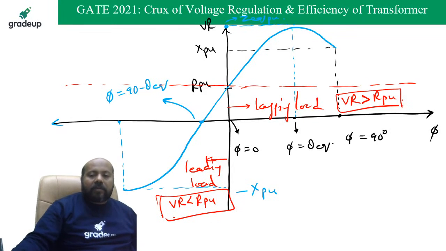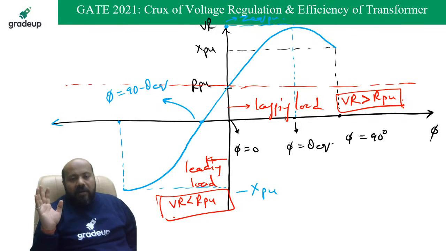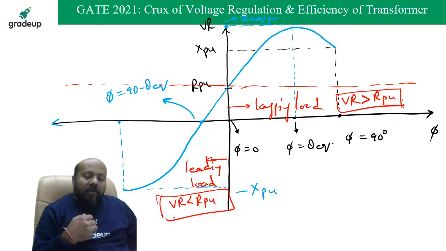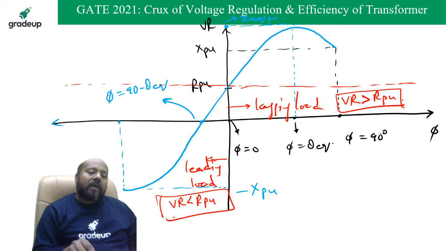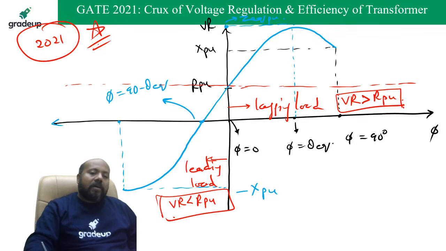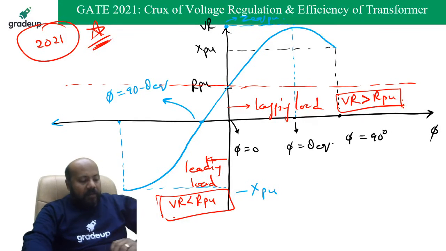Everybody is telling. So if I give you the value of voltage regulation and the per unit equivalent resistance of the transformer, can you tell me whether the load is lagging or leading? And I can guess that this year 2021 you will be getting a question on this. I do not give guarantee because I am not selling toothpaste, but this is highly probable. I hope you are getting my point.